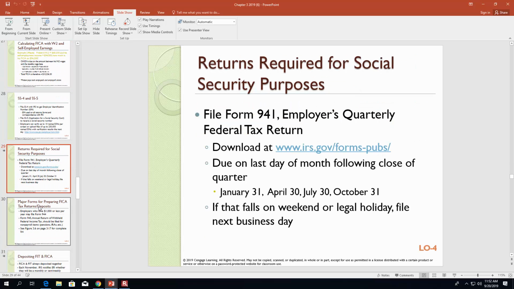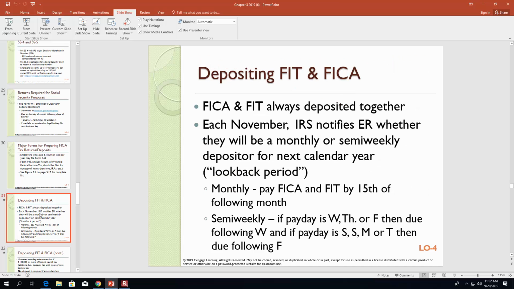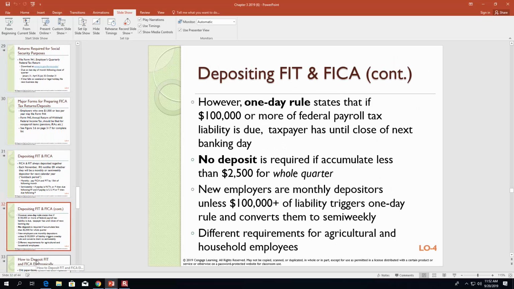And then 31 and 32 I want you to memorize. And I hate saying memorize because that's not really teaching, but you just need to know this.